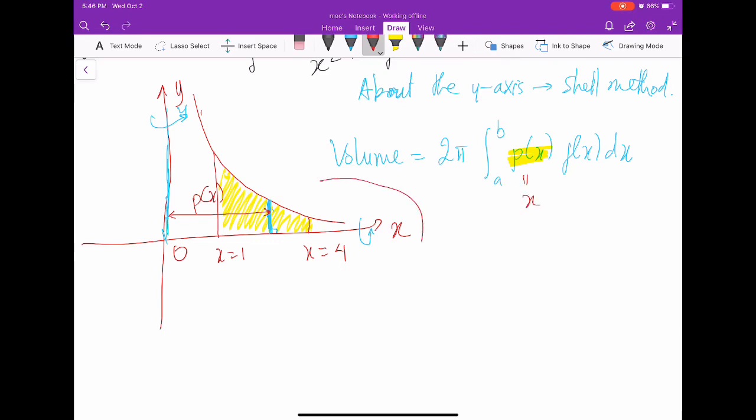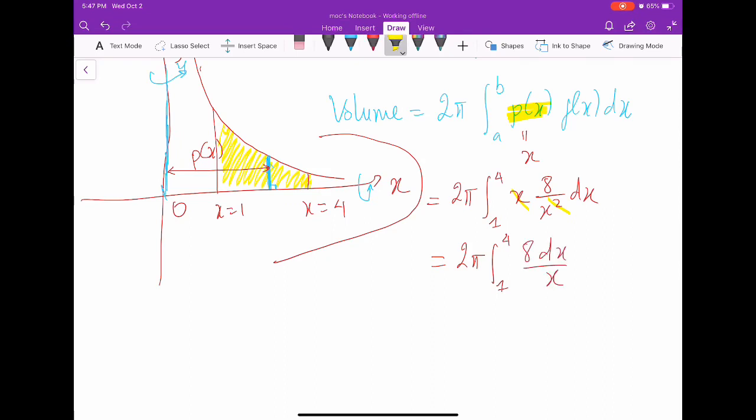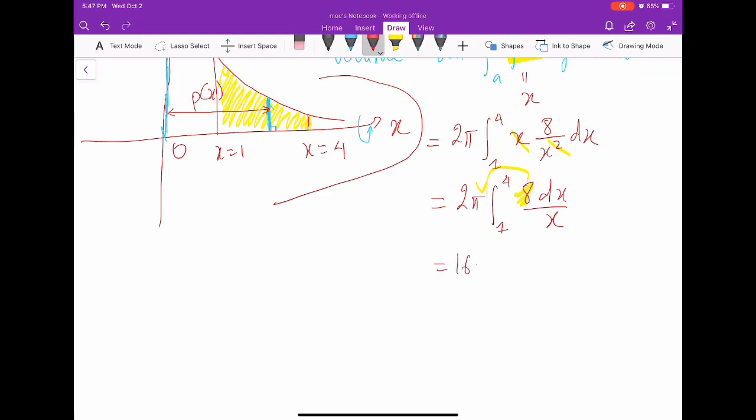So your integral looks like this: V equals 2 pi integral from 1 to 4 of x times the function 8 over x squared dx. That's it. You simplify the x in here with x squared in here, and you get 2 pi integral from 1 to 4 of 8 dx over x. Eight is a number, so you can take it out of the integral, right? And you have this equal to 16 pi integral from 1 to 4 of dx over x.